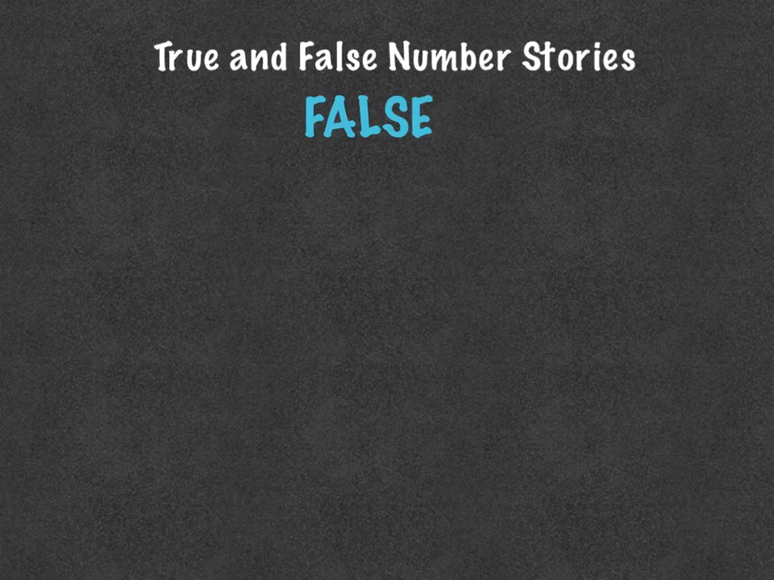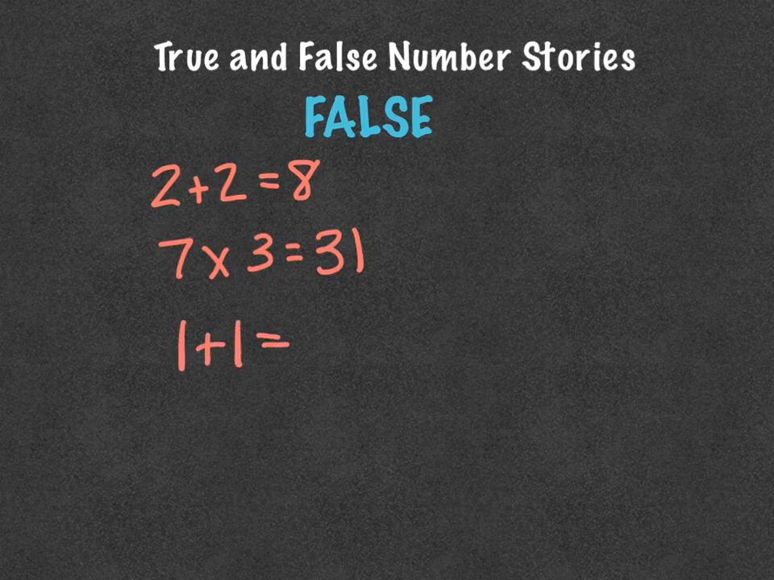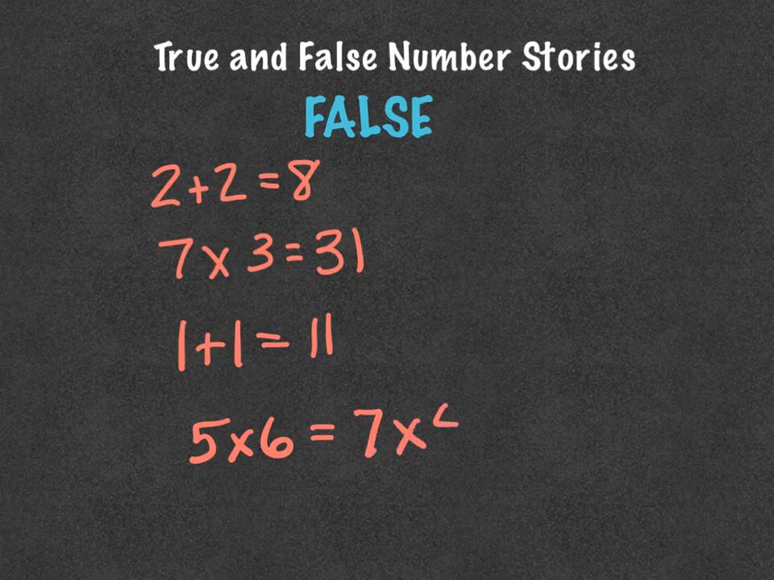So things that are false, let's say we have 2 plus 2 equals 8. So that's a false statement, right? Let's say we have 7 times 3 equals 31. 7 times 3 equals 21, so that one's false. 1 plus 1 equals 11. That one's false. Let's say we have 5 times 6 equals 7 times 4. That one's false because 6 times 5 is 30 and 7 times 4 is 28. So that's also false. So these are false statements.